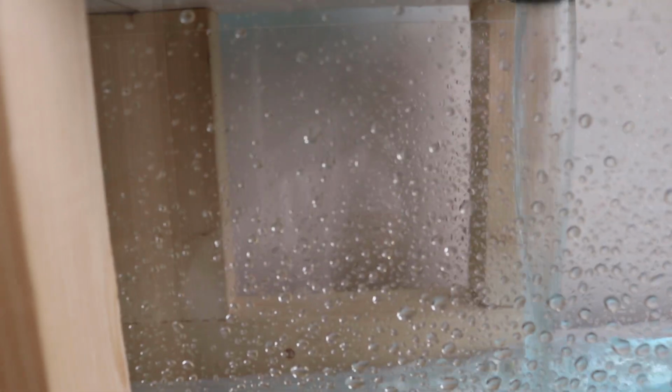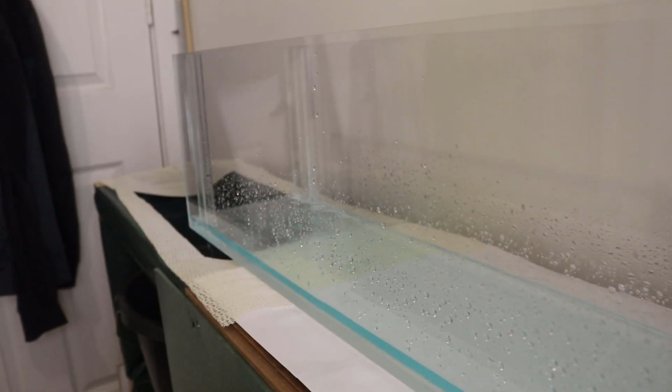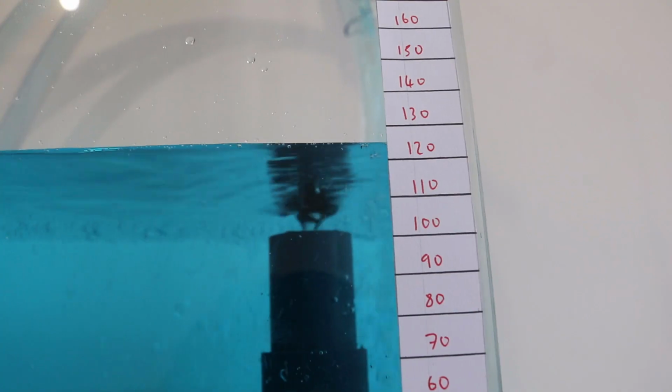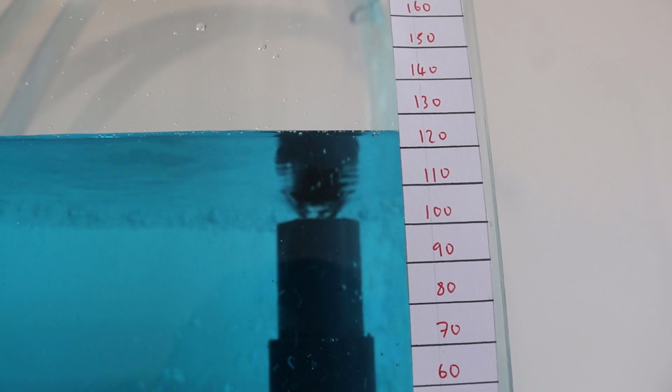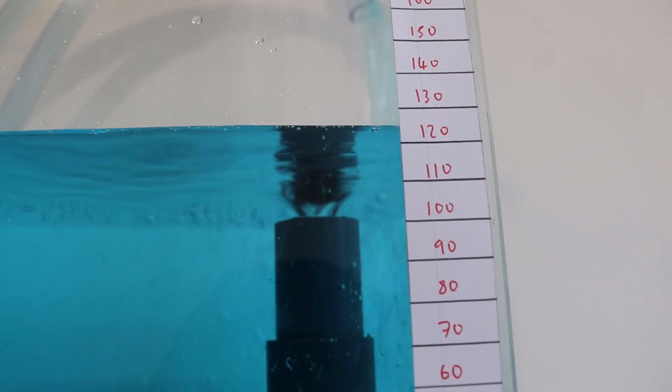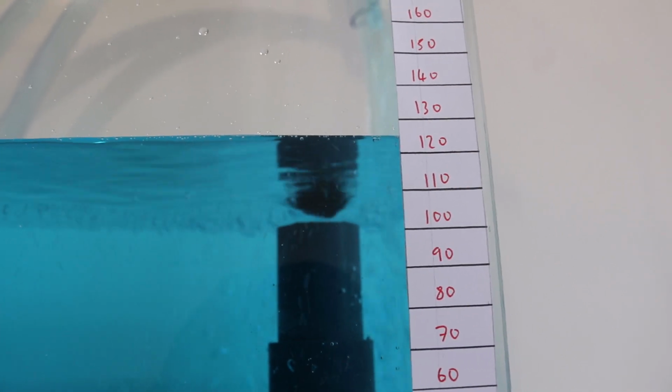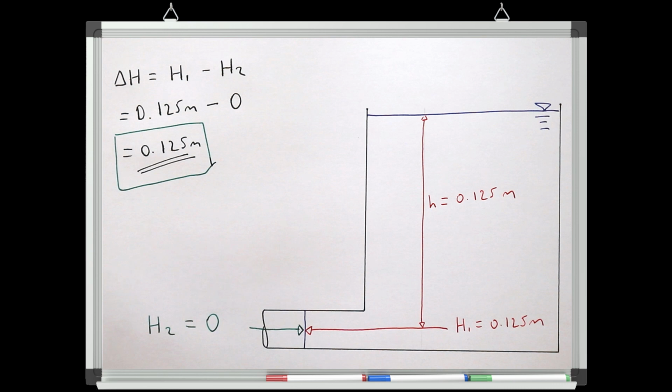Returning any excess water back to the sump. So as we can see, we now have a constant water level in the tank of 0.125 metres, and water is flowing because we have a pressure head difference. There's 0.125 metres of pressure head trying to force water out of the pipe, but nothing pushing back, giving us a pressure difference delta H of 0.125 metres.